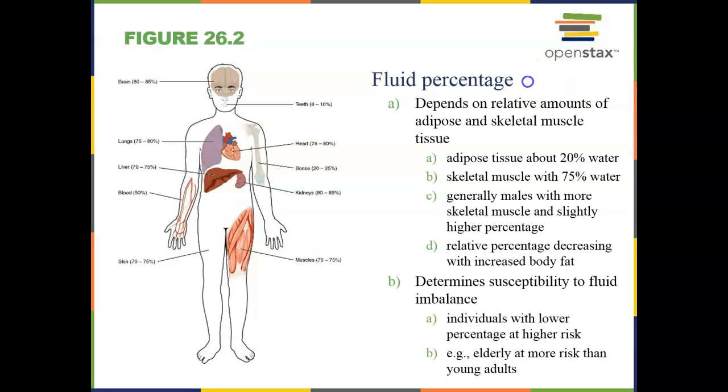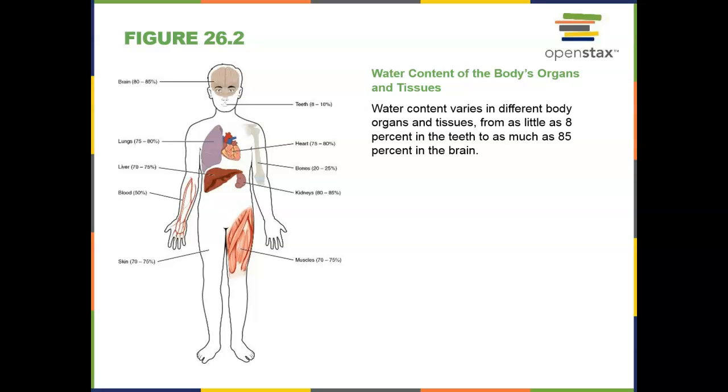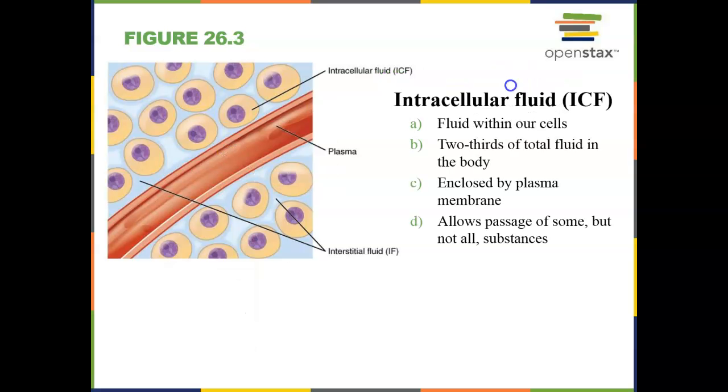The water content varies also by organ. So different organs are going to have a higher percentage of fluid than others. And the big example here is that the brain consists of approximately 85% fluid, whereas our teeth only have about 8 to 10% fluid and bones only have about 20 to 25% fluid. So different organs have different amounts of fluid as well.